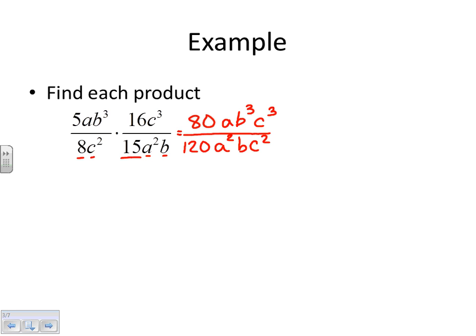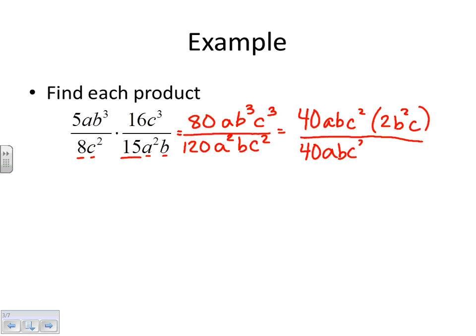Okay, then we're going to find the greatest common factor between the two of them, and we find that that is 40a, b, c squared. And we factor out 40ab c squared, and we get 2b squared c. And we factor out our greatest common factor here, and we get 3a. Okay, and these cancel out, and we get 2b squared c over 3a. And that is your answer.